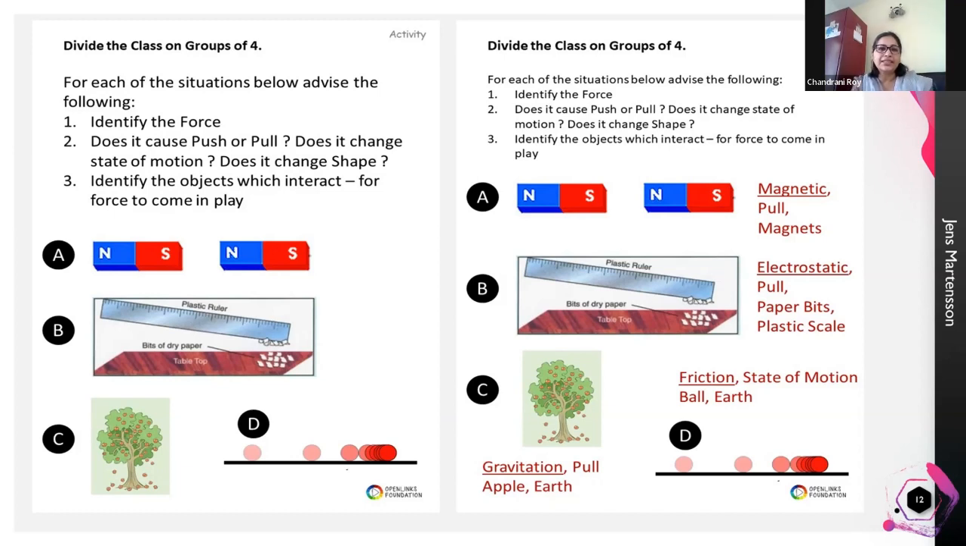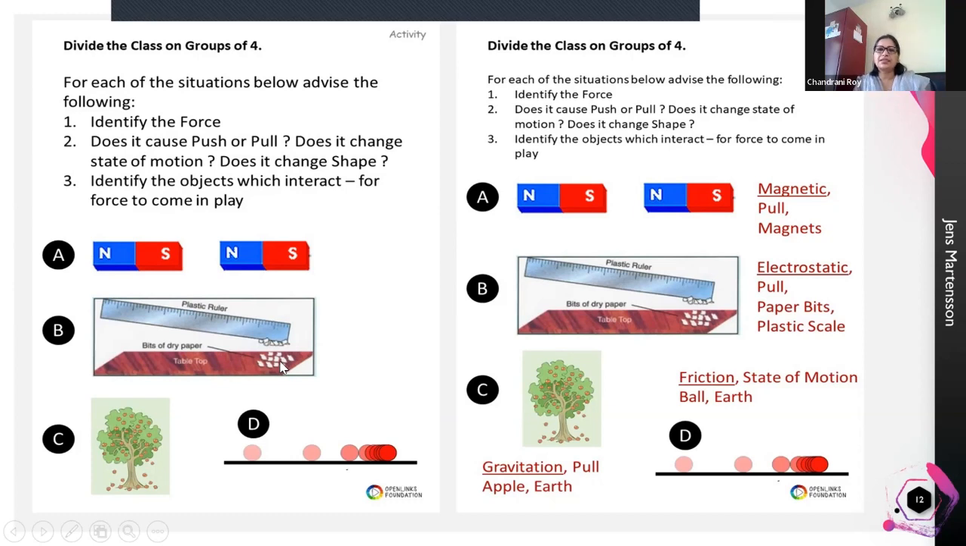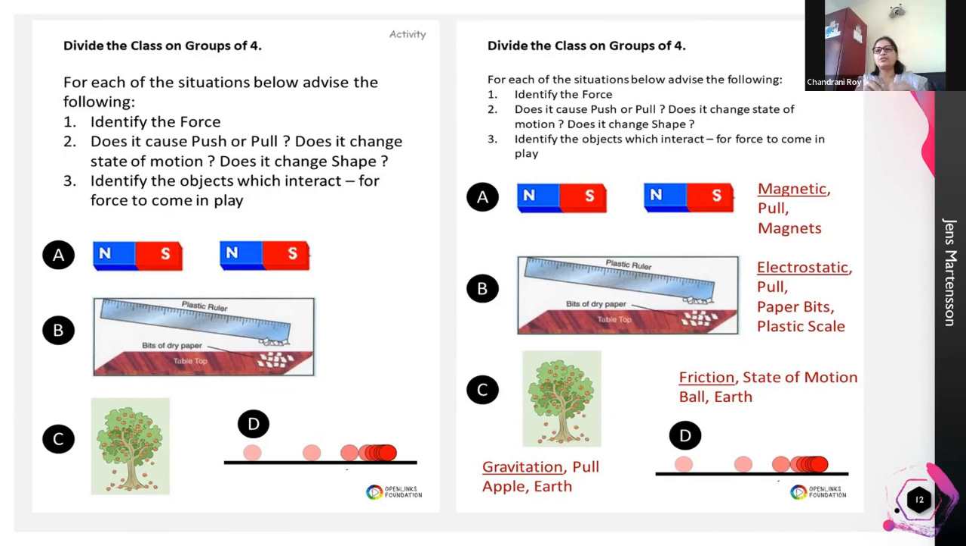And another thing is the plastic ruler and bits of dry paper. This is something which is so commonly done by students. Some of them would have done this even before we have asked them to, where we take a plastic ruler and rub it against our hair and hold it next to bits of paper. So the papers start jumping up to the ruler. So then we explain to them that here also there is a force.